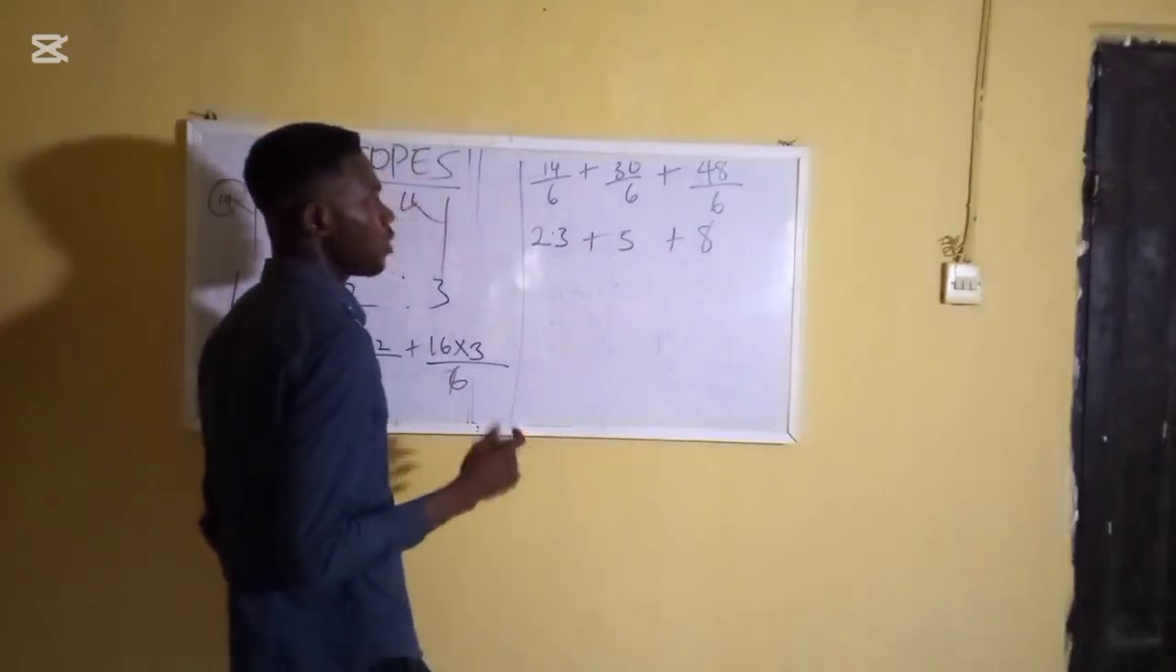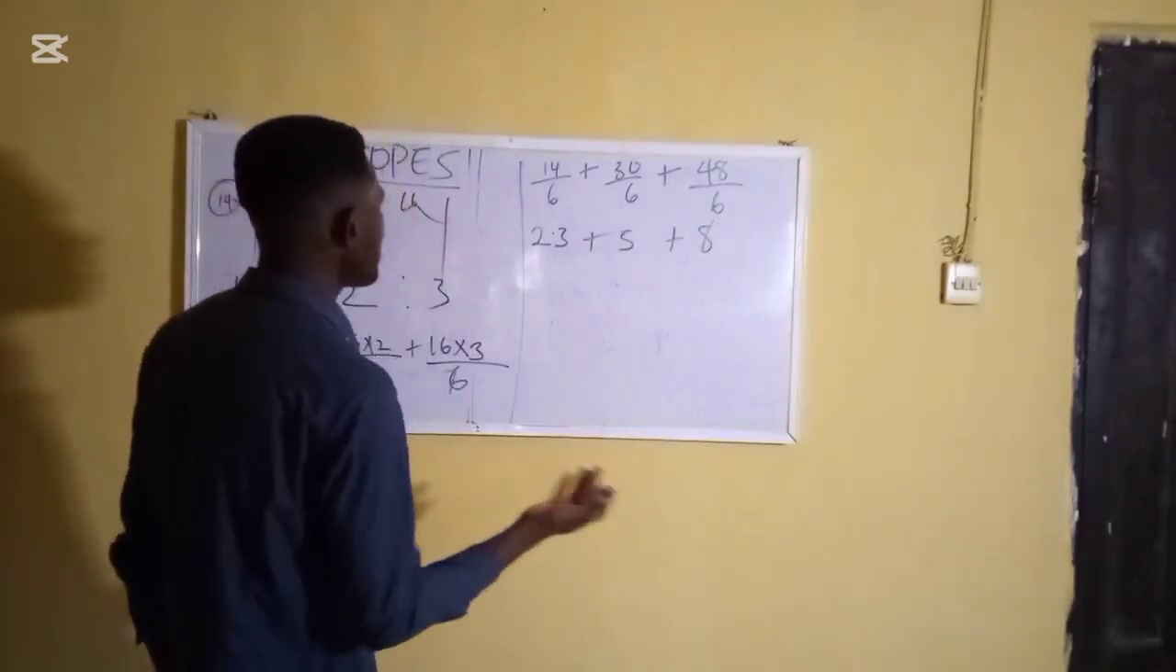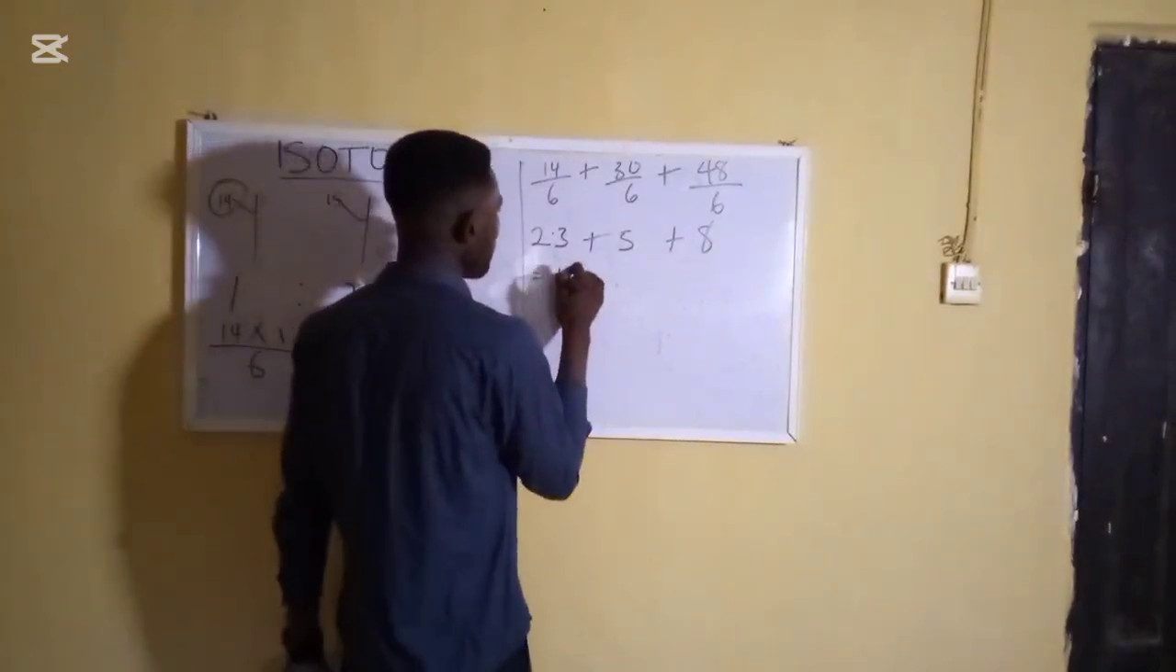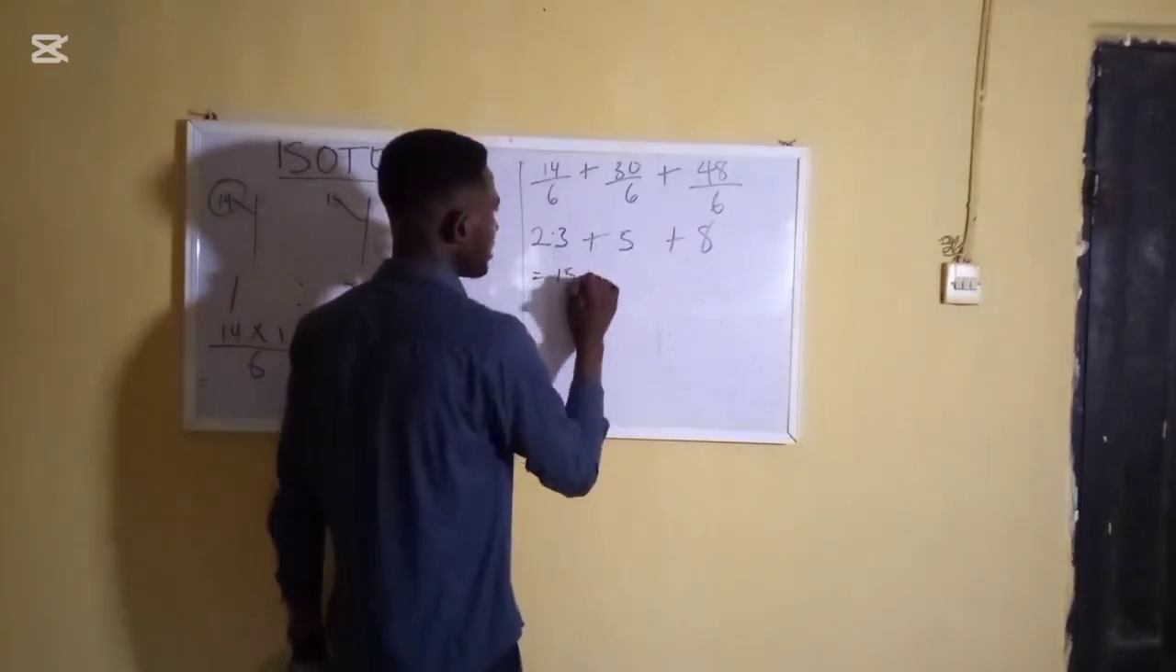And in total, what will be the answer you get? The answer you'll be getting here will be 15.3.